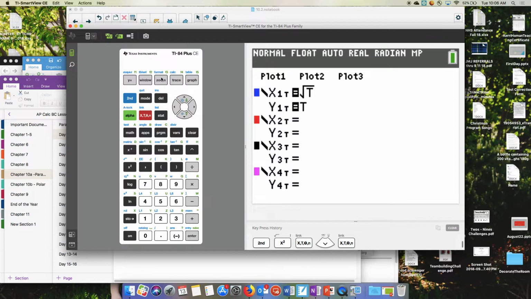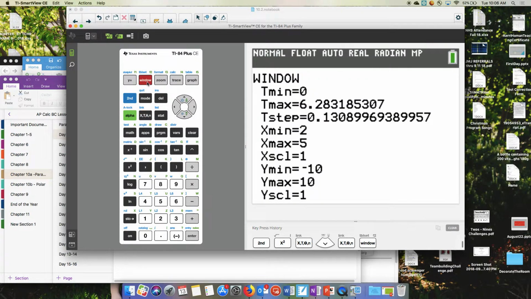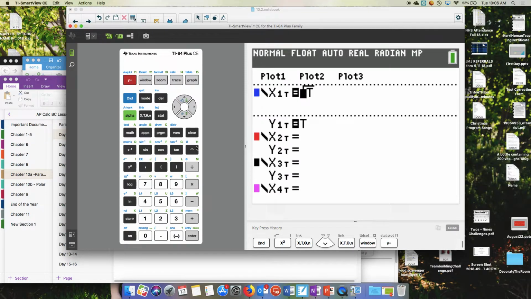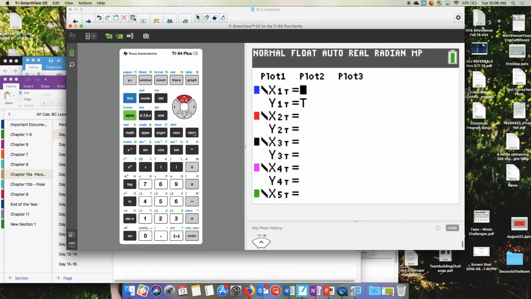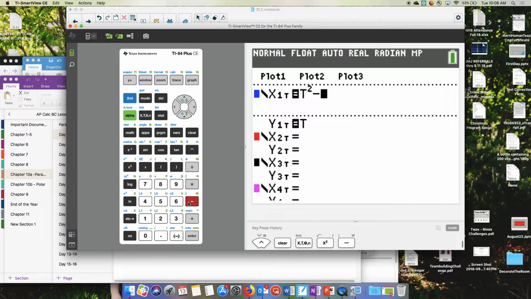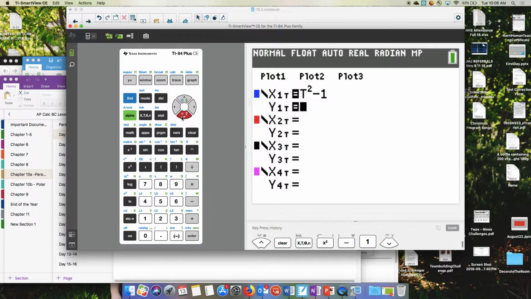Now, if you go to window, you'll see that your calculator automatically sets t equals 0 to t equals 2 pi. So if you wanted to look at something different, you would have to change that first equation that we did. Will you remind me what that first equation is? X equals t squared minus 1, y equals 2t. Okay.